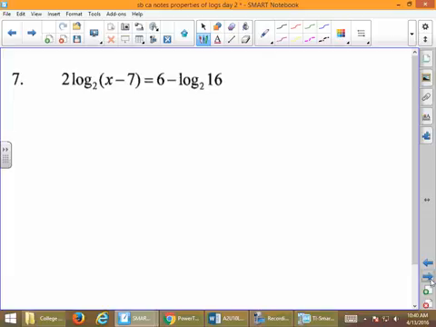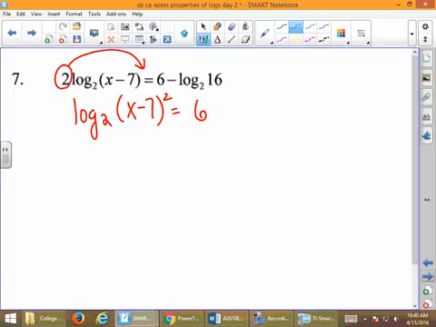As we finish here, we've got some of the same issues on this one. But what I'm going to recommend that we start with first is this 2. This coefficient on the logarithm, remember, can be written as an exponent. So this becomes log base 2 of x minus 7 squared equals 6 minus log base 2 of 16.